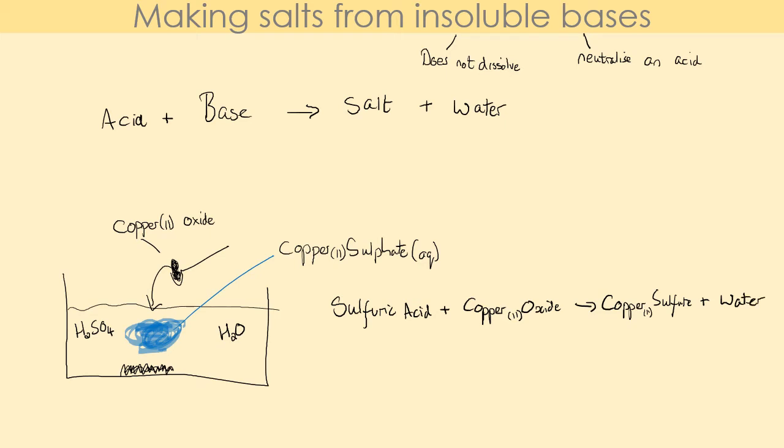We can also write our balanced symbol equation. So we have H2SO4 plus CuO, it's copper 2, so it has a charge of 2 plus, will make copper sulfate, which is CuSO4 plus H2O. And we can look at this and see that it is already balanced. We have the same number on each side. We can also add in state symbols if we wanted to as well. But our rule for making a salt from an insoluble base is an acid plus a base will make a salt plus a water.